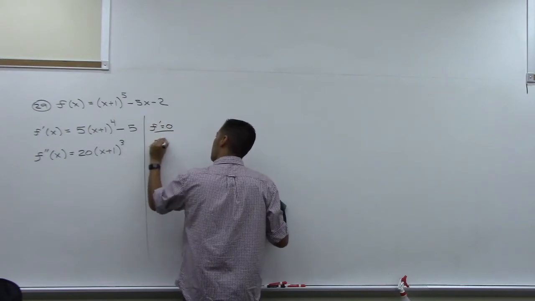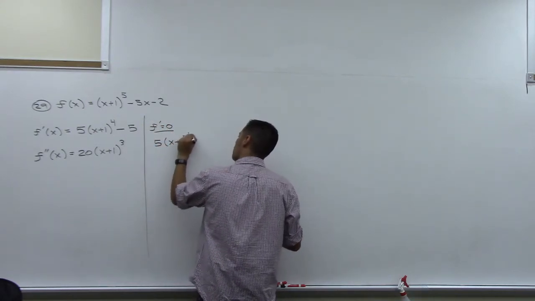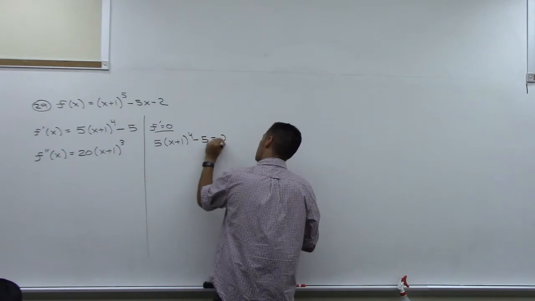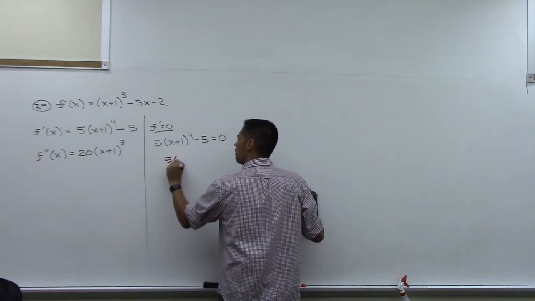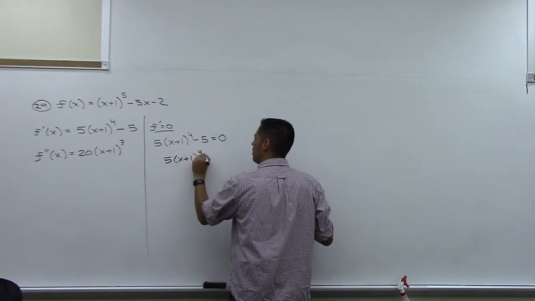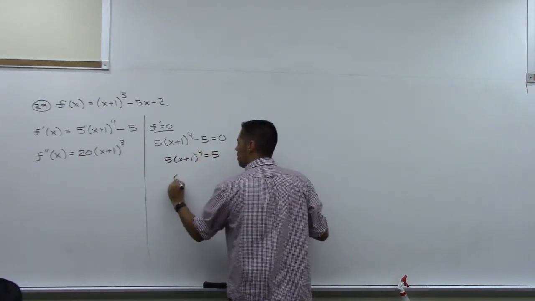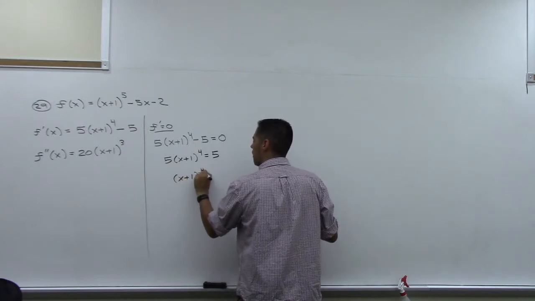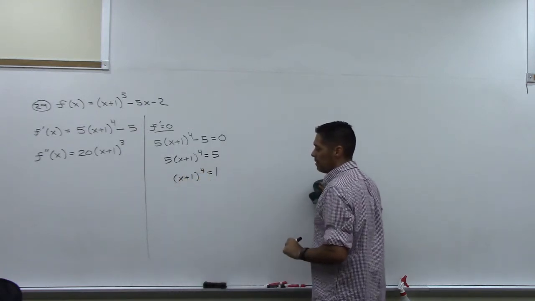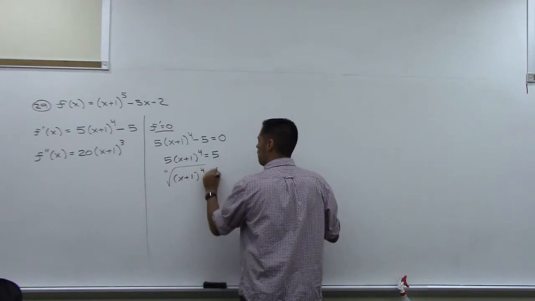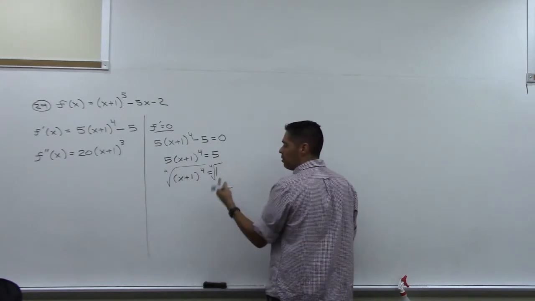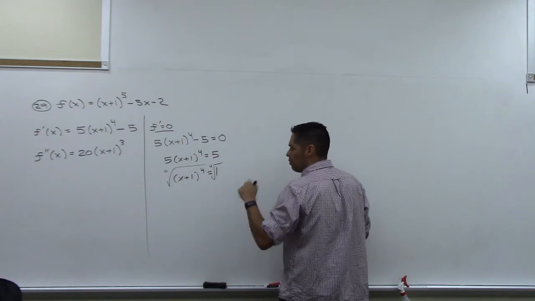So I take 5(x + 1)^4 minus 5, set it equal to 0. I'd move the 5 over first. Okay, and then I divide by 5. And now I take the 4th root on both sides. 4th root here, 4th root here, but whenever we do an even root, we have to do plus or minus.